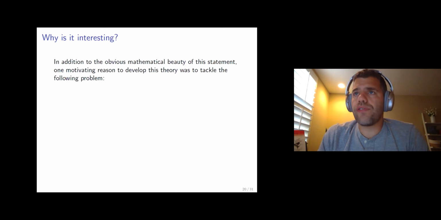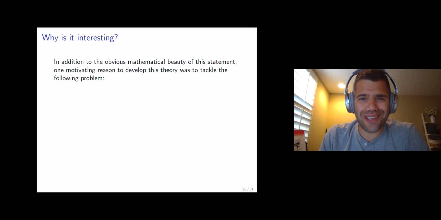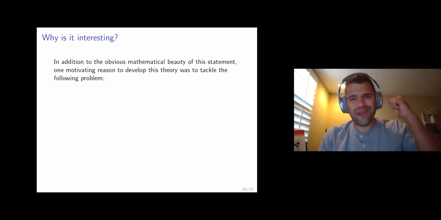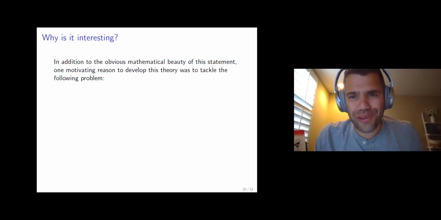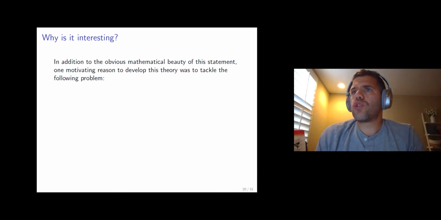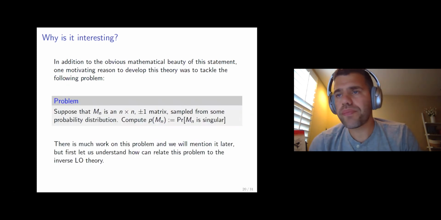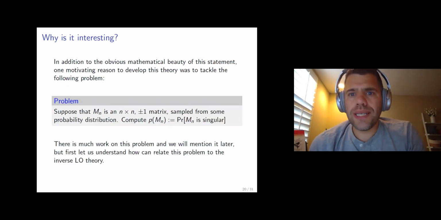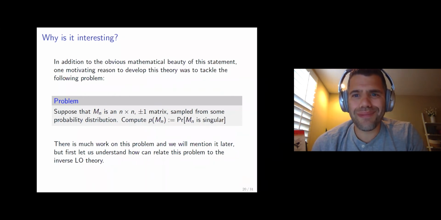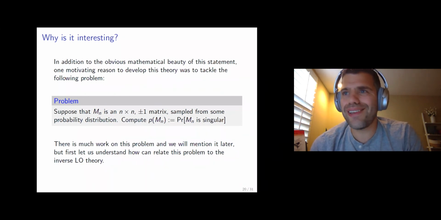Just for some motivation, in addition to the obvious mathematical beauty of this statement, asking what A looks like if we know that the atom probability is large, one motivating reason to develop this theory, at least for Tao and Vu, was to tackle the singularity problem for random matrices that we'll talk about. Like yesterday, there was some breakthrough, like last night on arXiv.